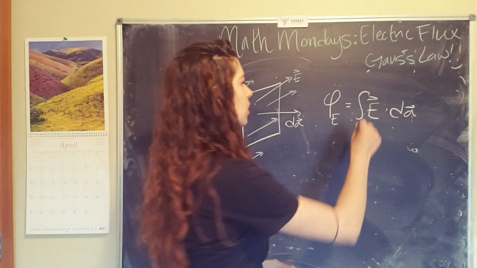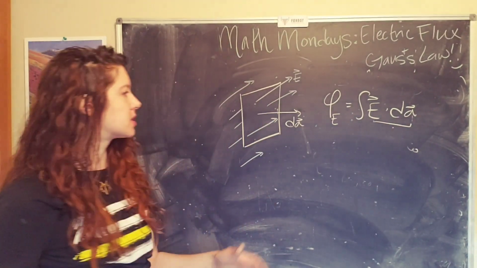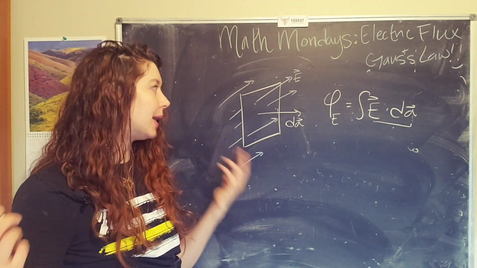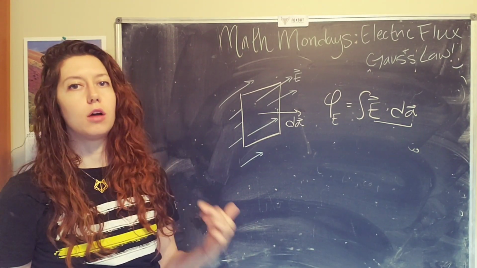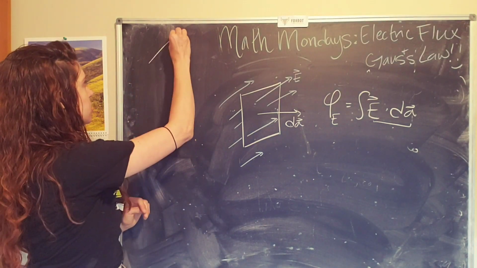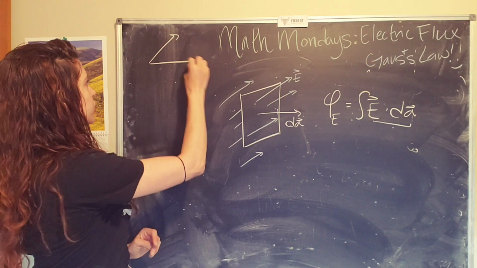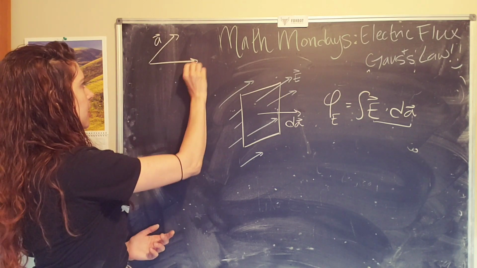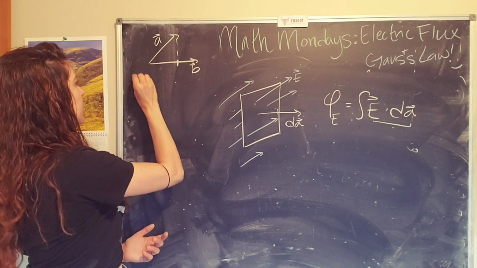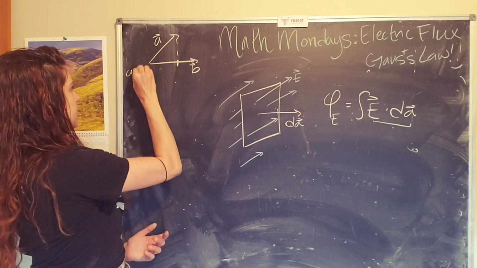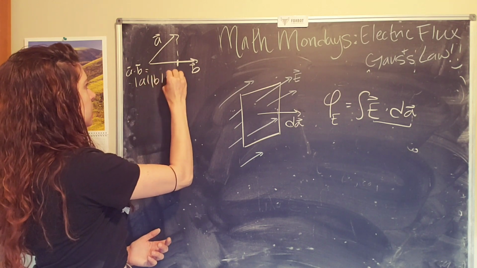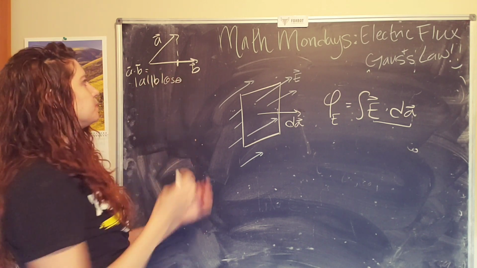So how does this work? Well, this dot product, E dot dA, picks out the component of dA along the electric field lines. And to give you a quick refresher on the dot product, if you have a vector A and you dot it with a vector B, A dot B equals the magnitude of A times the magnitude of B times the cosine of theta.